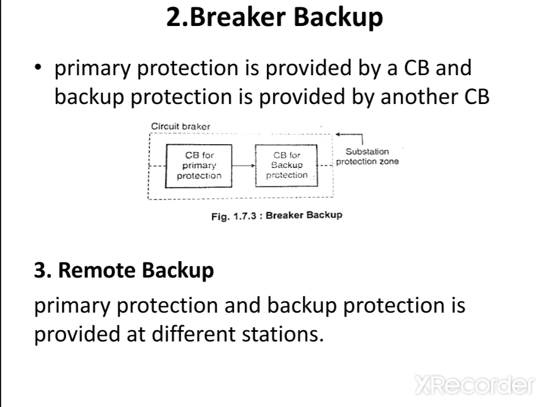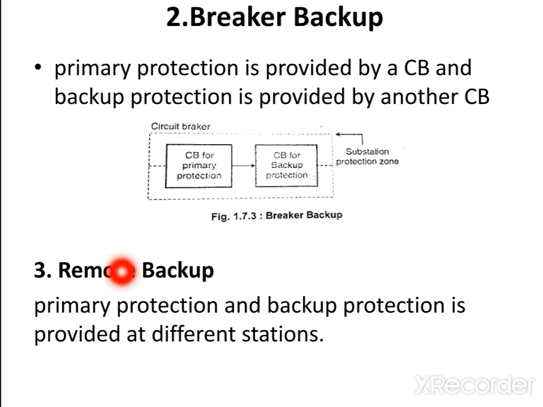The second method is breaker backup protection. The name itself defines the breaker backup protection. One circuit breaker is used for primary protection and another breaker is used for backup protection. Both circuit breakers are in the same protective zone of the substation.